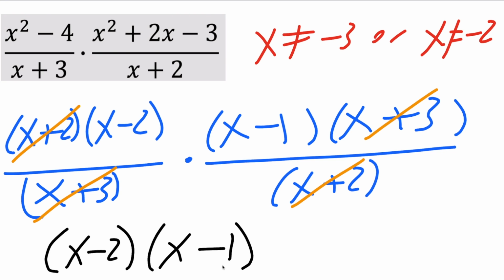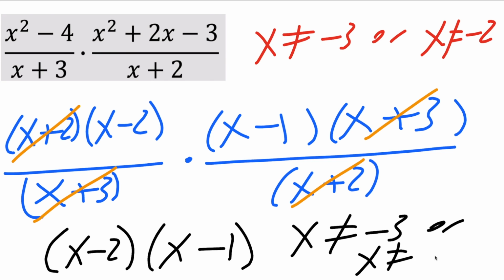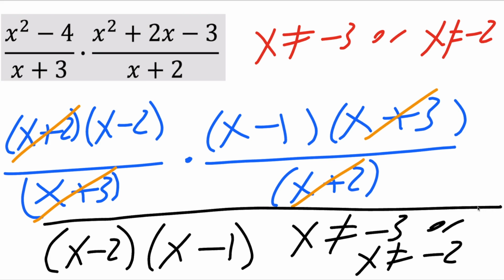And our final thing is to state the restriction, which we said right here. x does not equal -3 or x does not equal -2. And this right here is our final answer. And that's all we need to do to multiply rational expressions.